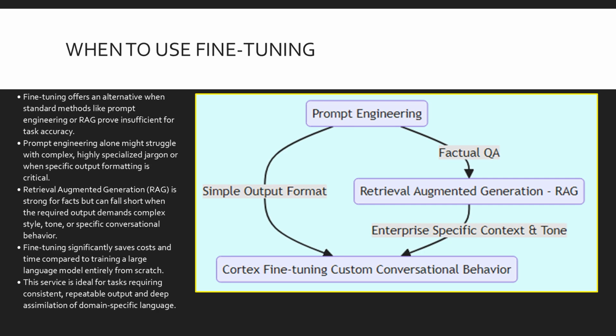While retrieval-augmented generation, or RAG, excels at retrieving relevant facts and information, making it strong for factual grounding, it may frequently fall short if the use case requires the resulting output to possess a very specific style, maintain a particular professional or brand-aligned tone, or exhibit complex, consistent conversational behavior beyond simple factual recall, demanding a nuanced model.